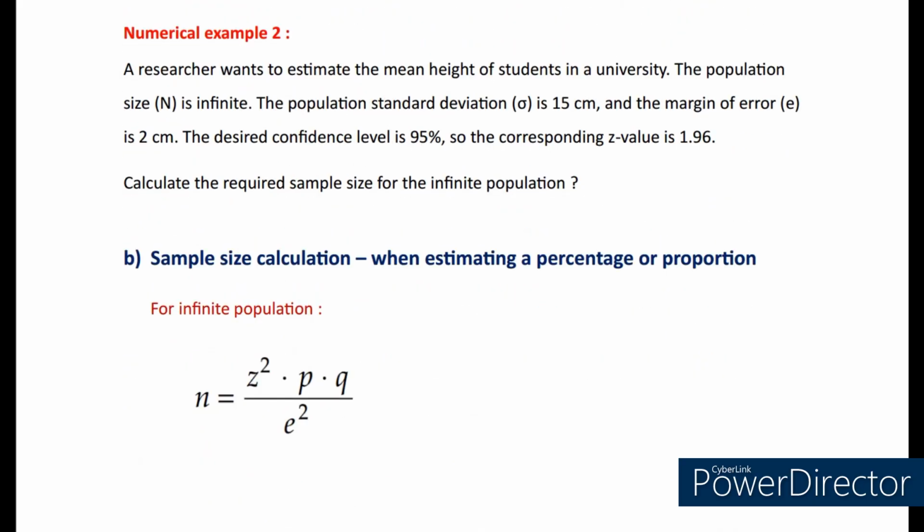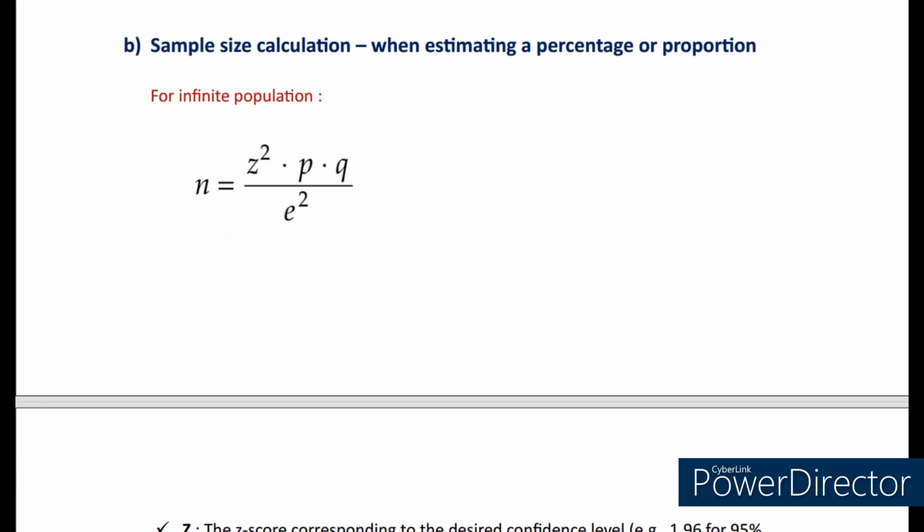So now coming to the sample size calculation for estimation of a percentage or proportion. In the previous example, it was estimation of a mean, right? In this case, we are estimating a percentage or proportion. So we use different formulas. For infinite population, the formula would be z squared multiplied by p multiplied by q divided by e squared.